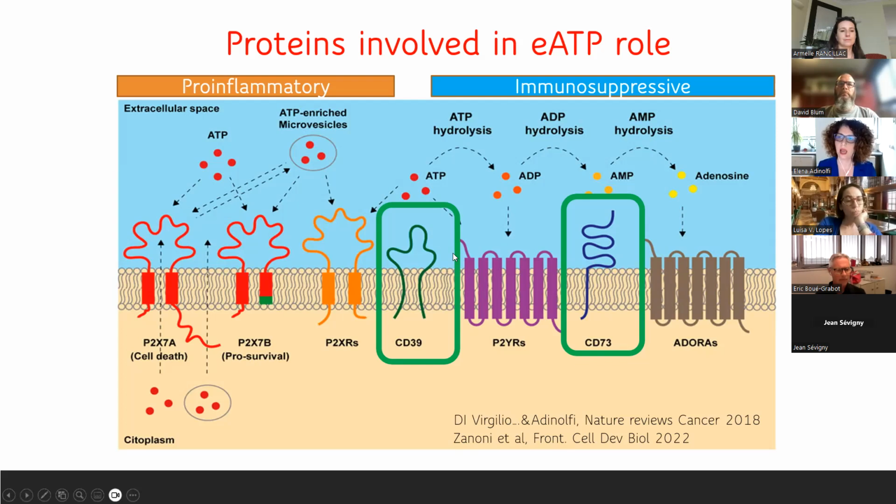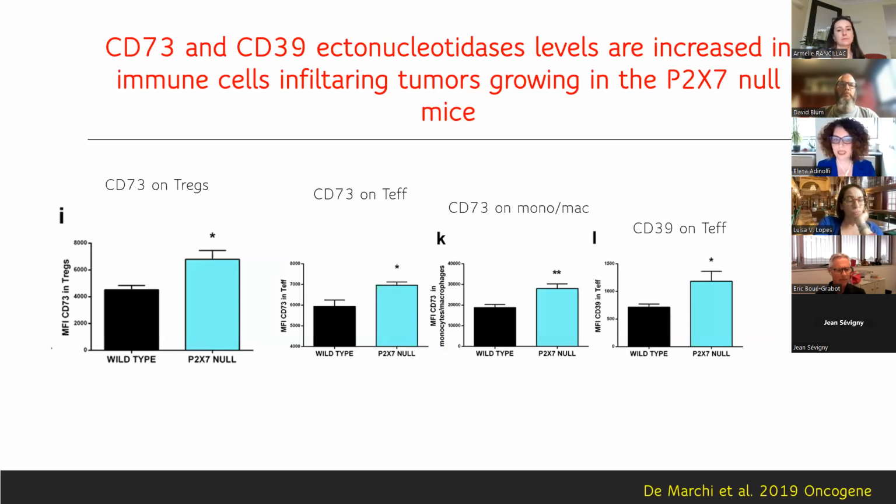Therefore, we analyzed whether in our model there was any change in the expression of CD39 and CD73 on immune cells present inside our tumors. And indeed, this turned to be the case, as especially CD73 was upregulated in most of the cells which were infiltrating our tumors in the P2X7 null mice. It was upregulated on Tregs, where it also acted as a fitness marker, but also on effector CD4 T cells and on the monocyte macrophage lineage. Interestingly, also CD39 was upregulated on effector T cells.